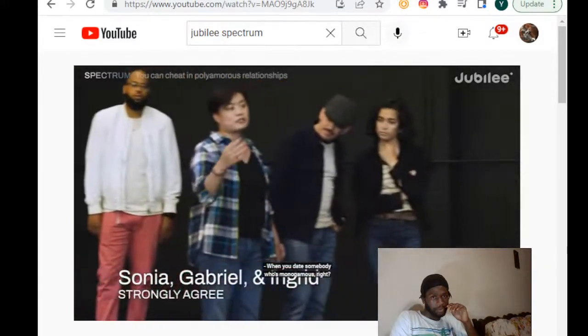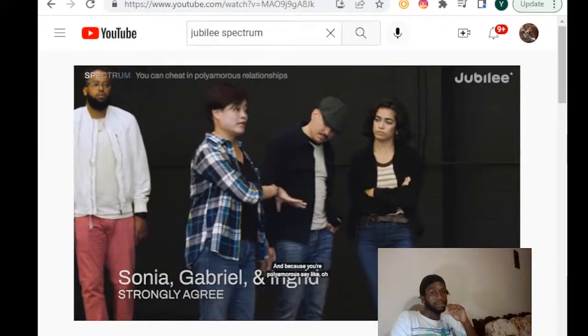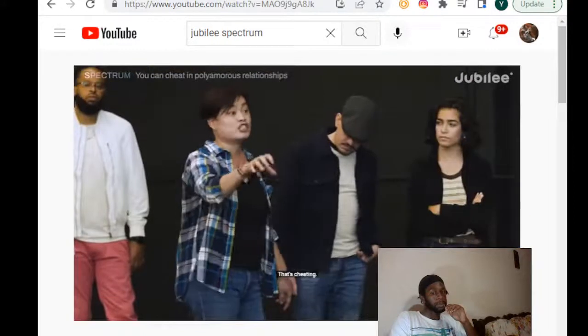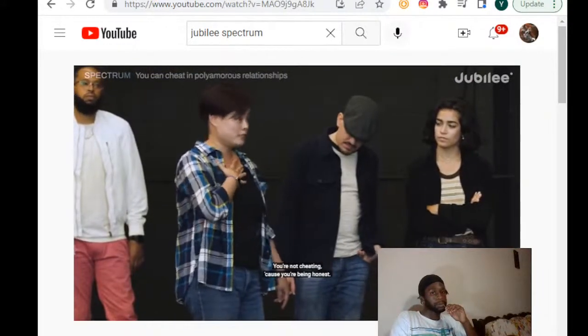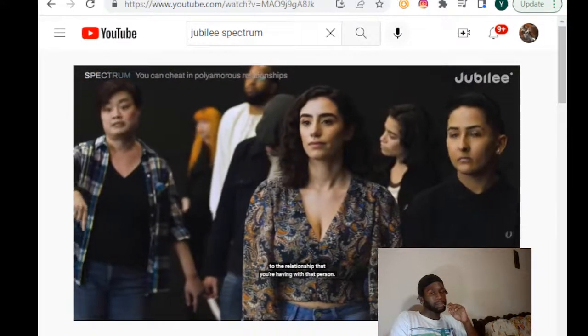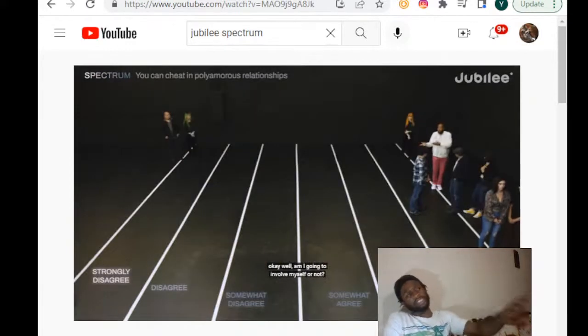When you date somebody who's monogamous, or let's say they're married, and because you're polyamorous they're like, oh hey, look, she's easy, or he's available. That's cheating. You're not cheating, because you're being honest. But their partner is not consenting to the relationship that you're having with that person. It is still an individual decision of mine to say, okay, technically, am I cheating or not?